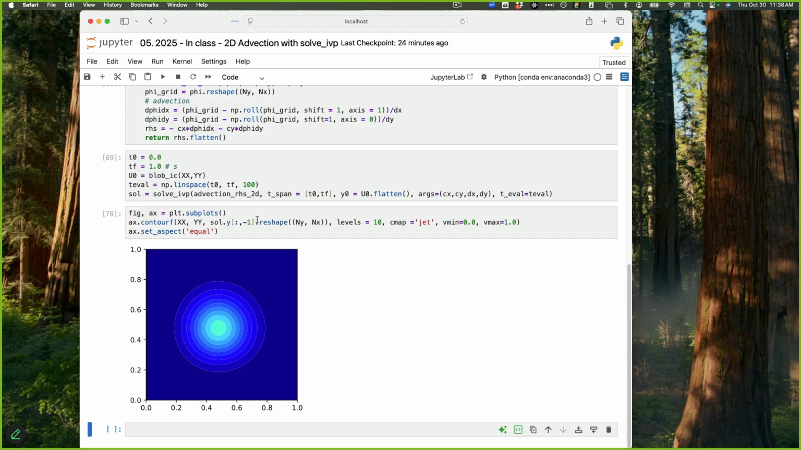Now, in your homework, you're going to solve a similar equation, but I'm going to give you a very complex velocity field that's actually spinning. So you're going to see some really interesting effects going on.